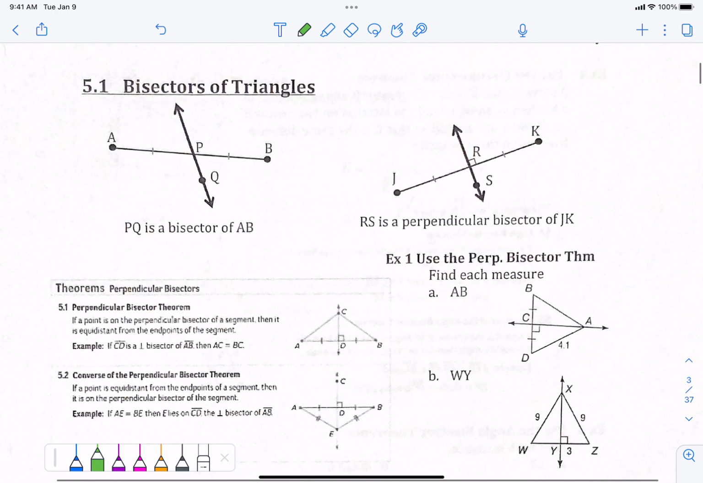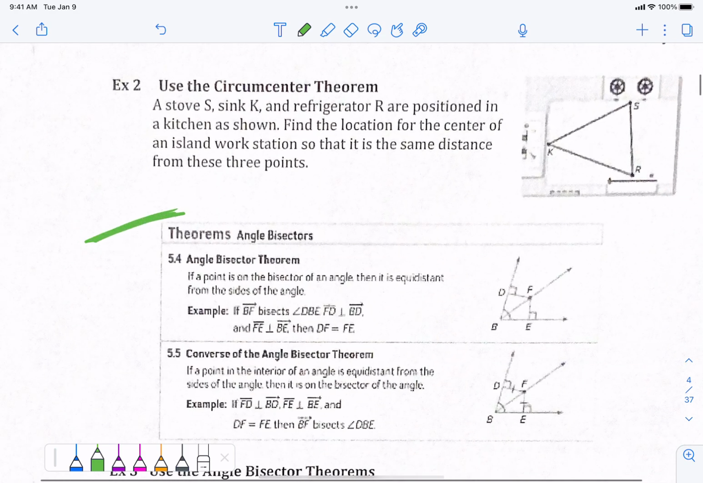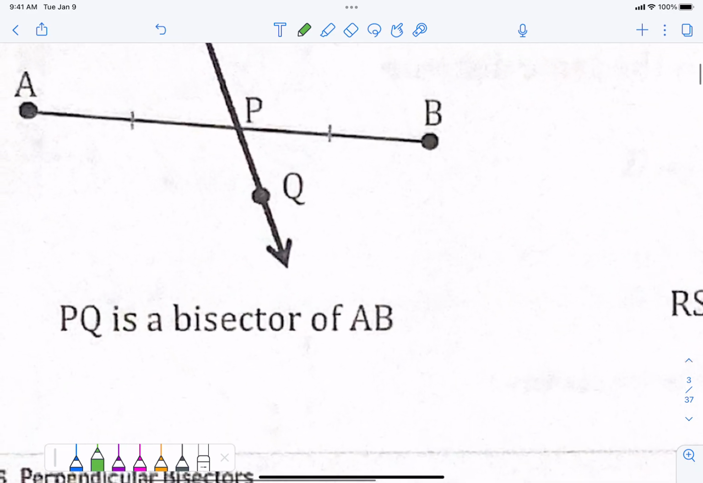Okay, bisectors of triangles. Let's go to the notes. So this is the stapled page. These are the notes. Okay, we'll go through all of this until we get to the end of circumcenter, which I think is just example 2. So we'll stop after example 2, okay? Here we go. Bisectors of triangles, all right?